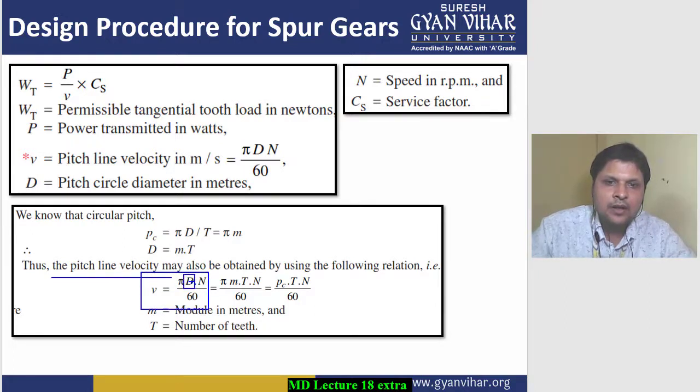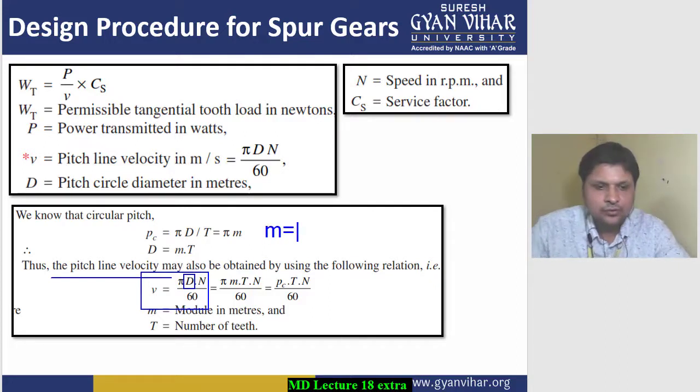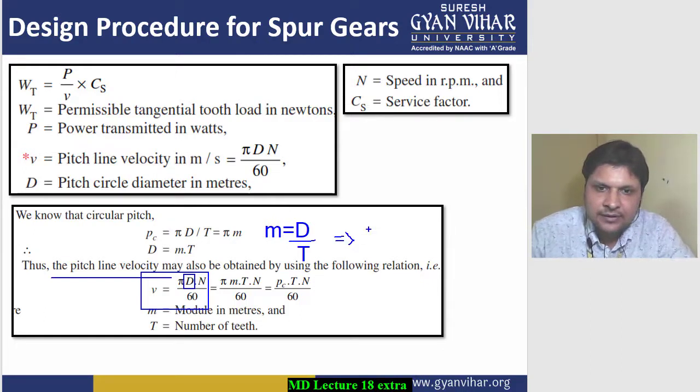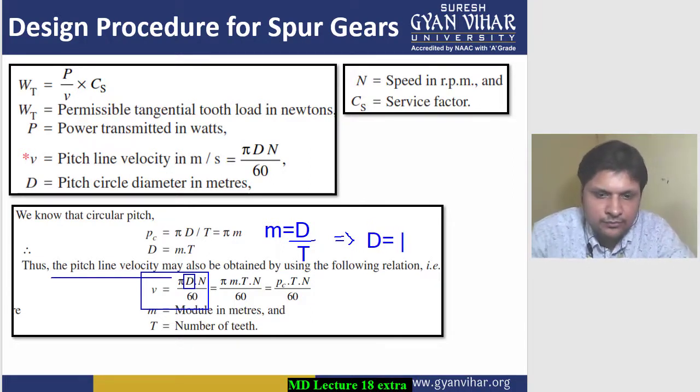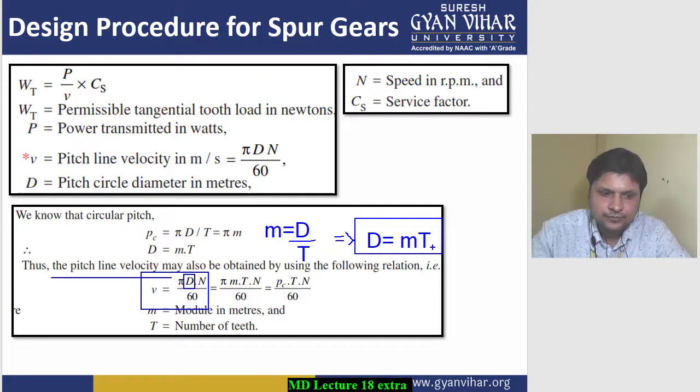Now for d, we all know, students, that the module, small m, is equal to d divided by T. From this you can write the value of d equal to small m into T, that is, d is equal to mT. So we are replacing this d with mT in this equation, and finally you get pi m T N.